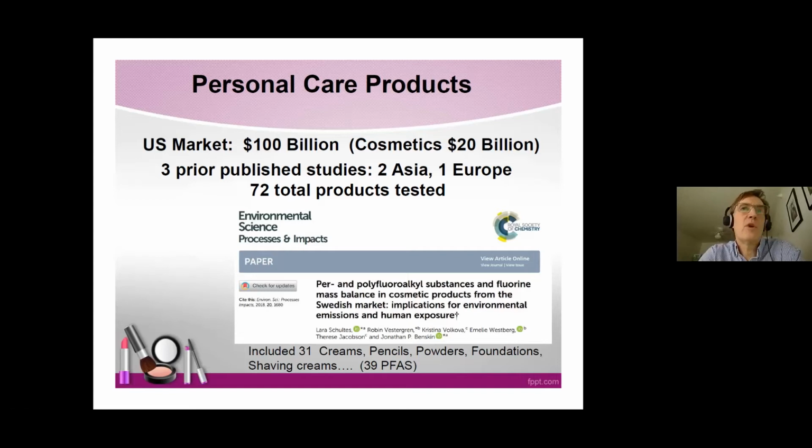There have been 3 prior studies published, including this gem by Lara Schultz, again from Sweden, in 2018, that looked at 31 different cosmetics, and they found 39 PFAS available in those cosmetics. And there were a couple of earlier ones out of Asia that tested a few dozen. And so there were examples of PFAS being used in cosmetics. And so we wanted to test the North American market. So that meant Canada and the US.